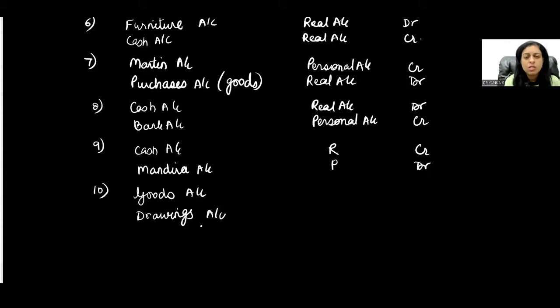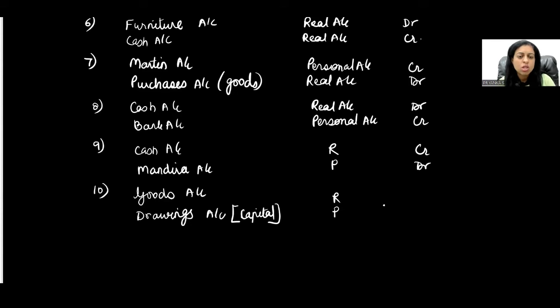So drawings account means it is the opposite of capital. Basically capital comes into the business, and the amount of capital which is taken away from the business will be your drawings. So this is exactly the opposite. It is a personal amount withdrawn by the proprietor. It's connected with the capital account only, it is a representative account. So goods are real account and drawings, I will always take it as personal account.